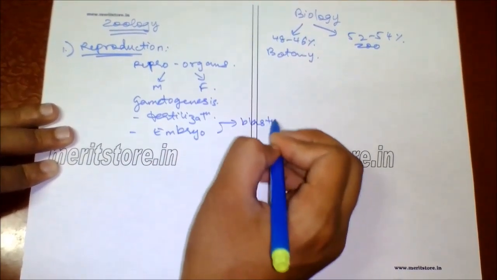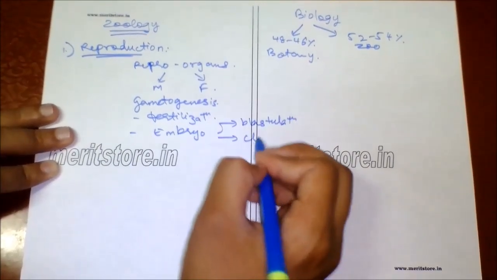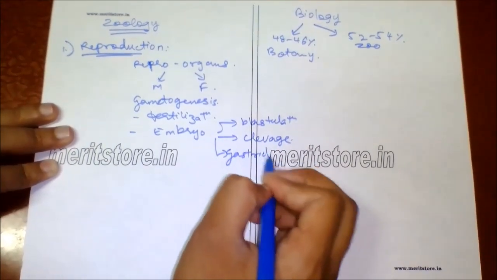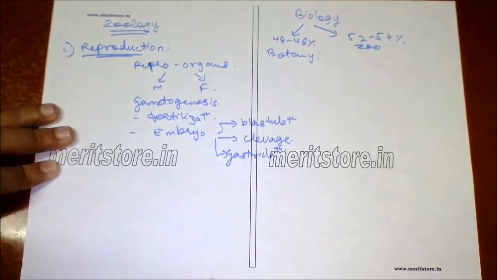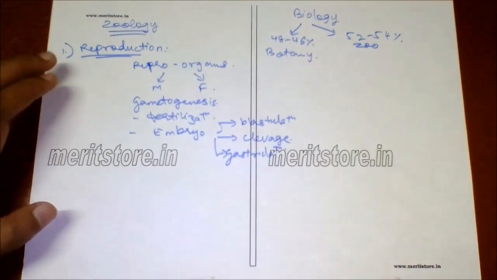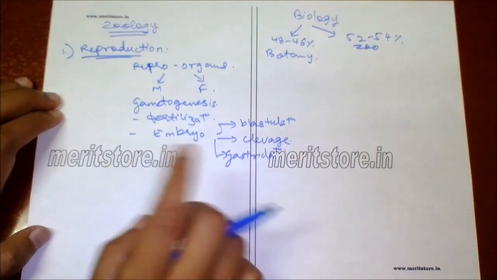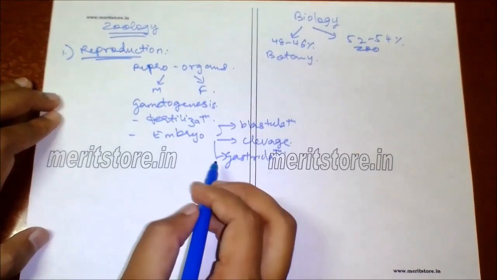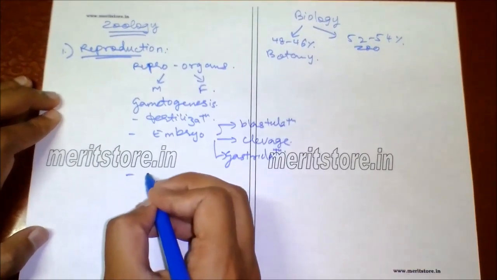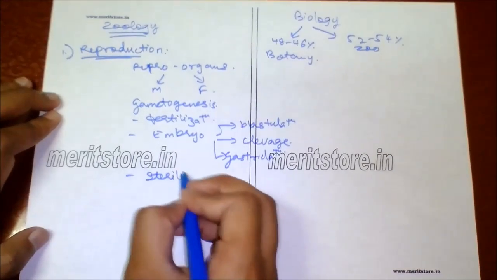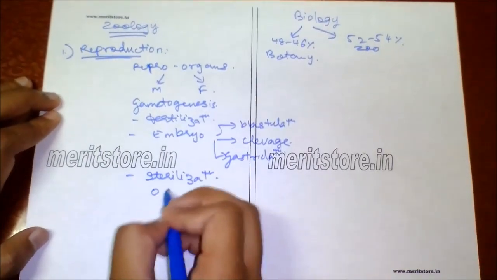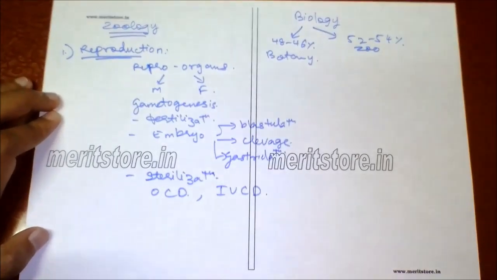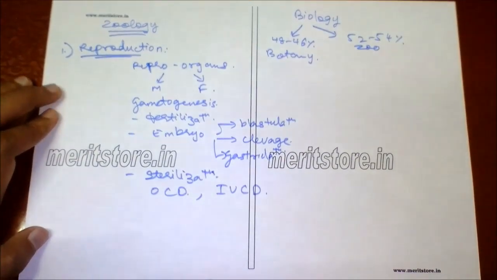Blastulation, cleavage and gastrulation you should focus upon. So this is the main area of reproduction which you have to look at. And in reproductive care, the different types of sterilization and OCPs, like oral contraceptive pills, and IUCDs, intrauterine contraceptive devices, with examples, which you have to check.